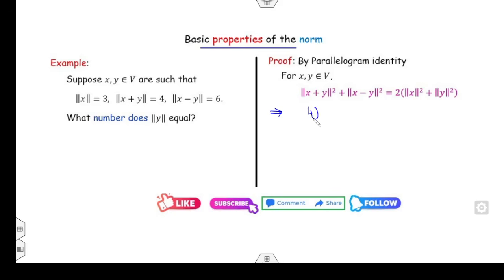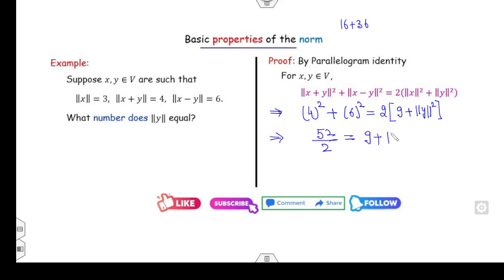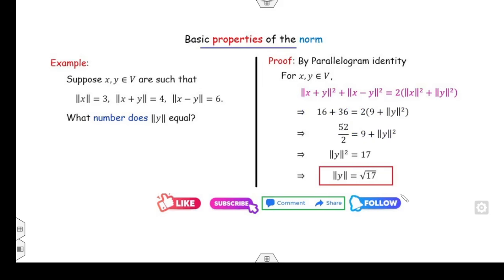Norm of 4 squared plus 6 squared is twice 9 plus norm of y squared. So from here you can find the value of y. So 16 plus 36 will be 52, divided by 2, which is equal to 9 plus norm of y squared. So that becomes 26. 9 I can put on the left hand side, norm of y squared is 17. So norm of y is always a positive value, so the square root of 17 is the right answer of the problem.